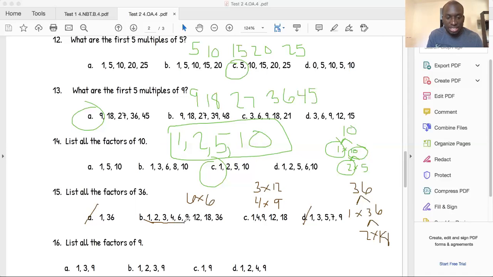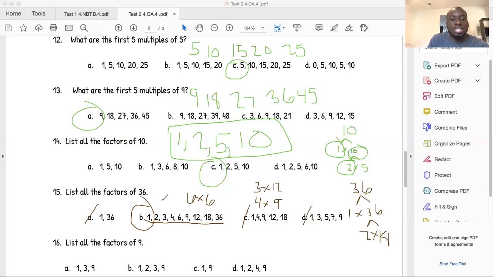So I know 6. So automatically I can get rid of C because I know C doesn't have 6 in it. And I know 9 because 4 times 9. I know 12 because 12 times 3. I know 18 because 18 times 2. And I know 36 because 1 times 36. So number 15 is B. You have to list out all the possible ways you can get multiplying to get 18.